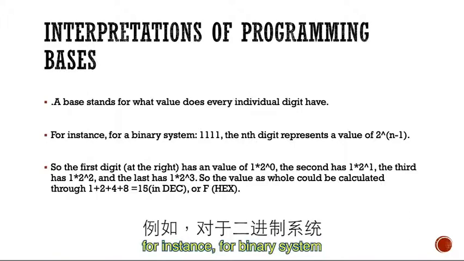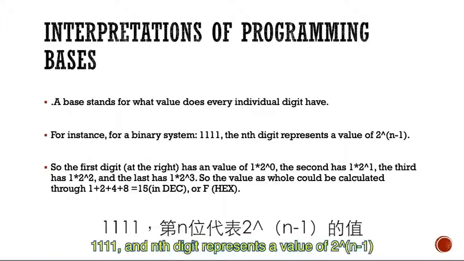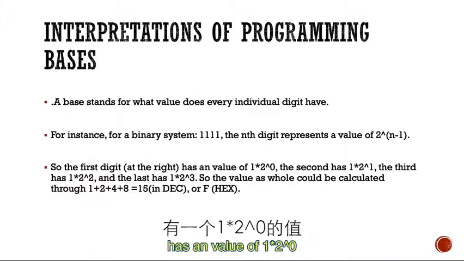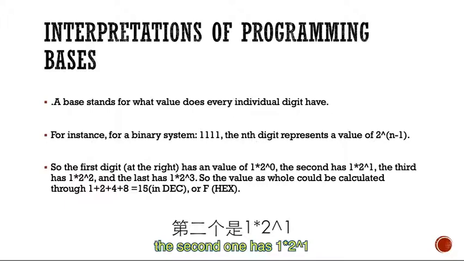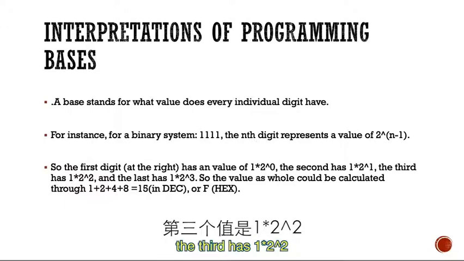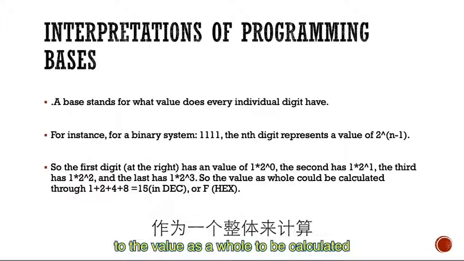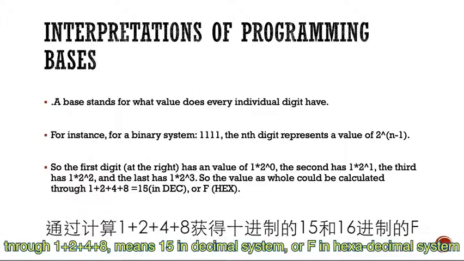For instance, for a binary system, 1111, the nth digit represents a value of 2 to the power of n minus 1. So the first digit, starting from the right, has a value of 1 times 2 to the power of 0. The second one has 1 times 2 to the power of 1. The third has 1 times 2 to the power of 2. And the last has 1 times 2 to the power of 3. So the value as a whole could be calculated through 1 plus 2 plus 4 plus 8, meaning 15 in the decimal system, or F in the hexadecimal system.